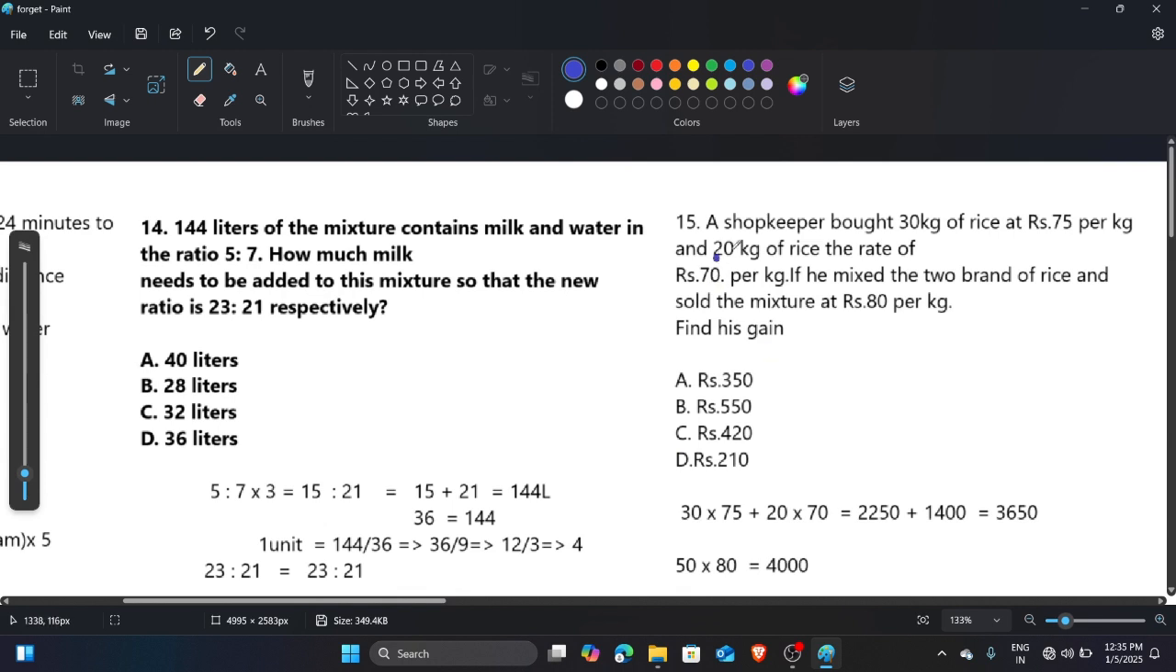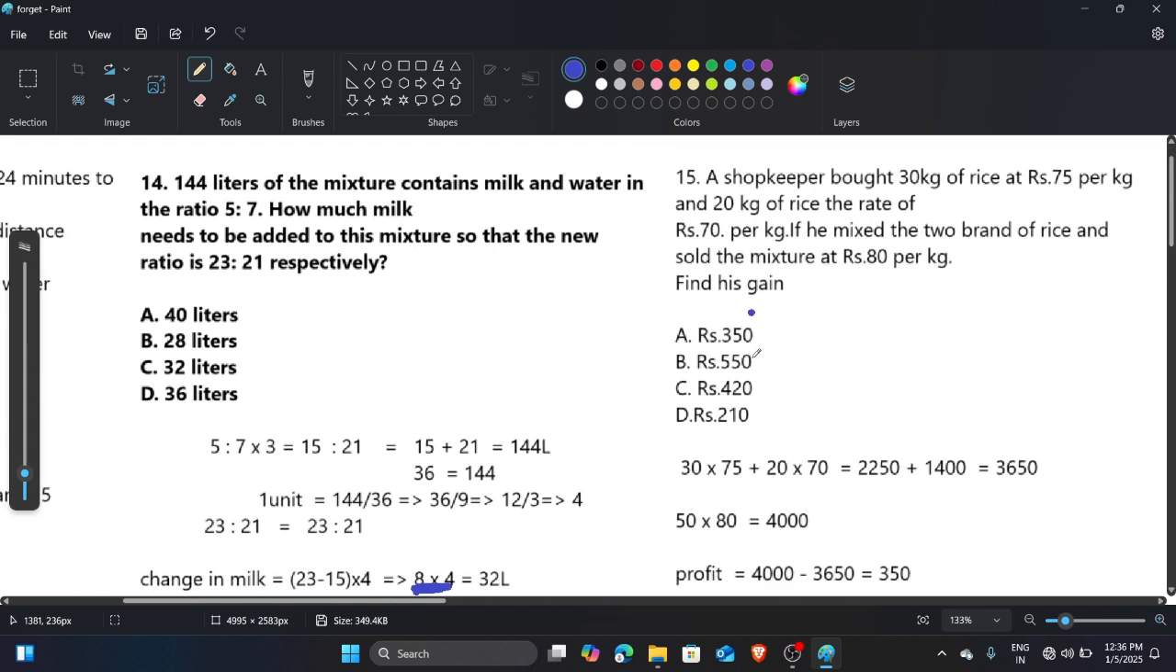So now the 15th one. A shopkeeper bought 30 kg of rice at 75 per kg, and 20 kg of rice at a rate of 70 per kg. He mixed two brands of rice and sold the mixture at 80 per kg. Find his gain.